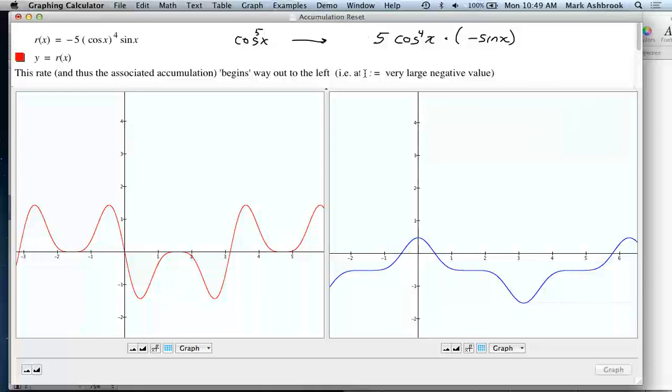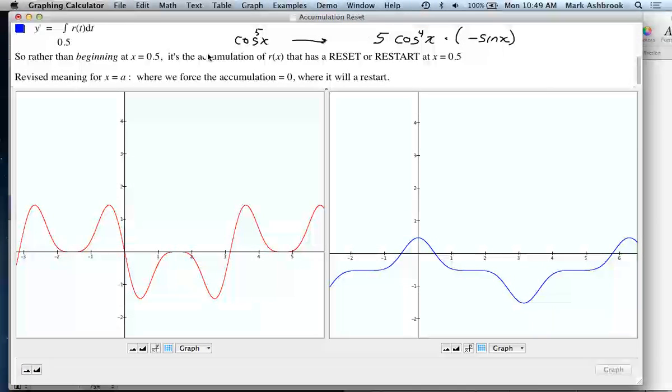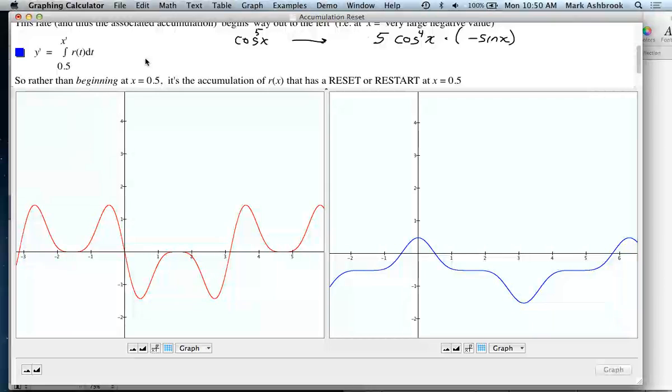Yeah, so we have an antiderivative. The antiderivative would be cosine to the fifth x. And so can we check our open form against the closed form? Or, sorry, other way around. Check our closed form against the open form.